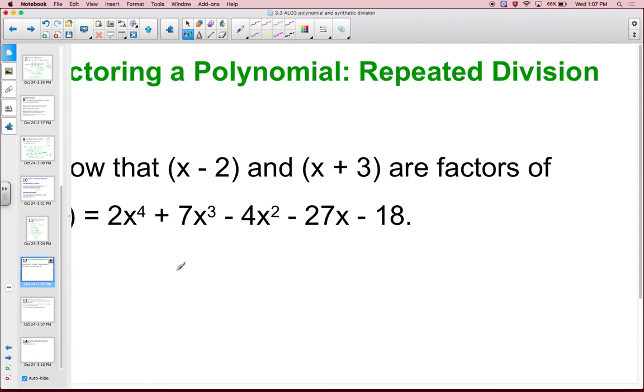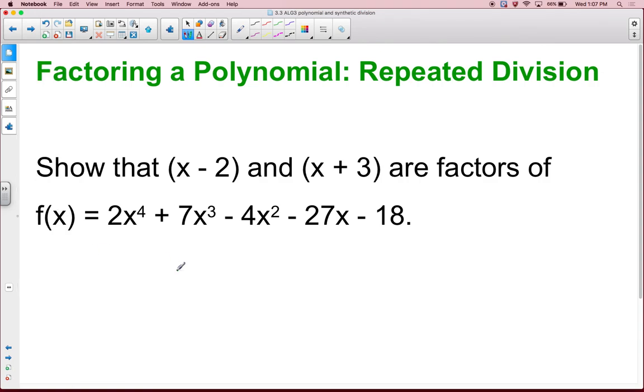All right, let's see what else we got. This is when we have repeated zeros. So what we're going to do here to show that both of these are factors. When they're factors, we want to get a remainder of 0. So we'll start this off by using the value of 2 in the little box, and we'll list all of our coefficients: 2, 7, -4, -27, and -18.